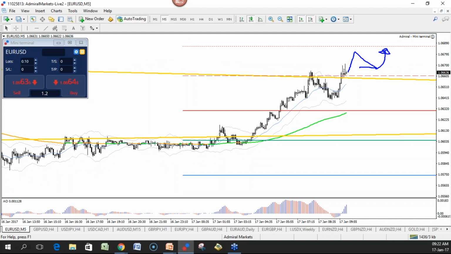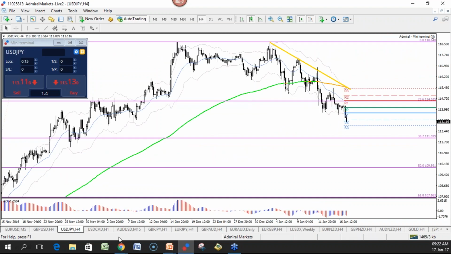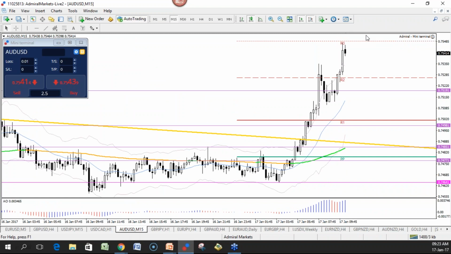And what I'm interested in as well in the euro dollar is then to see if there are any 4-hour, 1-hour resistance price action signals at resistance for a turnaround. Dollar yen, basically looking for a pullback for more downside if it happens before hitting 112, 112.25. And I'll use the 50-minute bull flag.